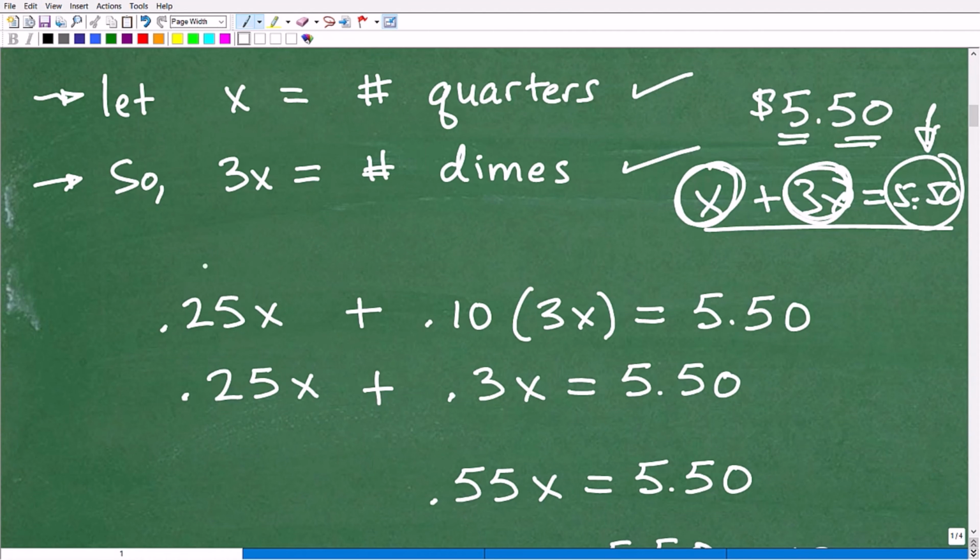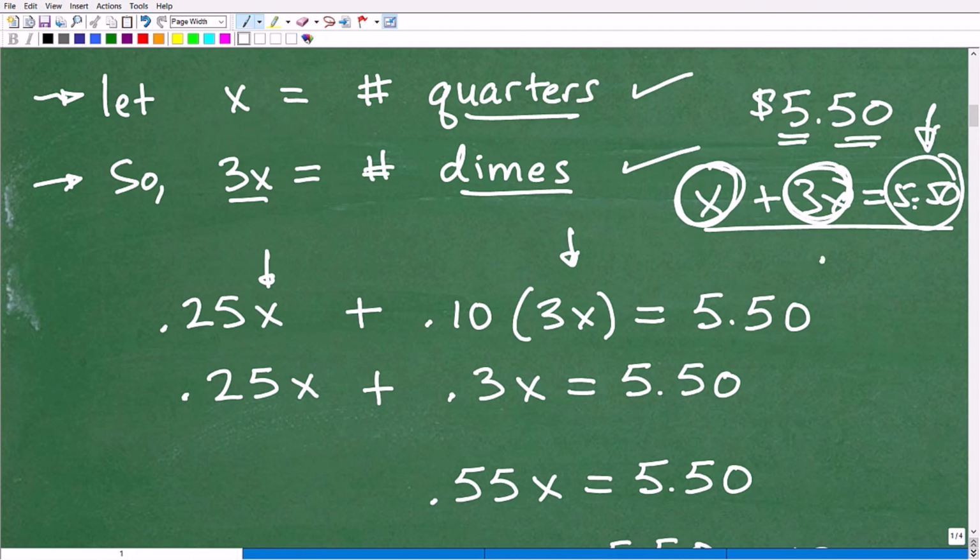So 0.25x is our quarter value, plus the value for a dime is 10 cents, so that's going to be 0.10 of a dollar, because we have $5.50. Now, x is the number of quarters we have, and 3x is the number of dimes. So it's going to be 0.25x plus 0.10, the value of the dime, times the number of dimes we have, which is 3x. And that is going to be equal to $5.50. We don't have to write the dollar sign in here because we're setting up an equation, but you know what it represents.